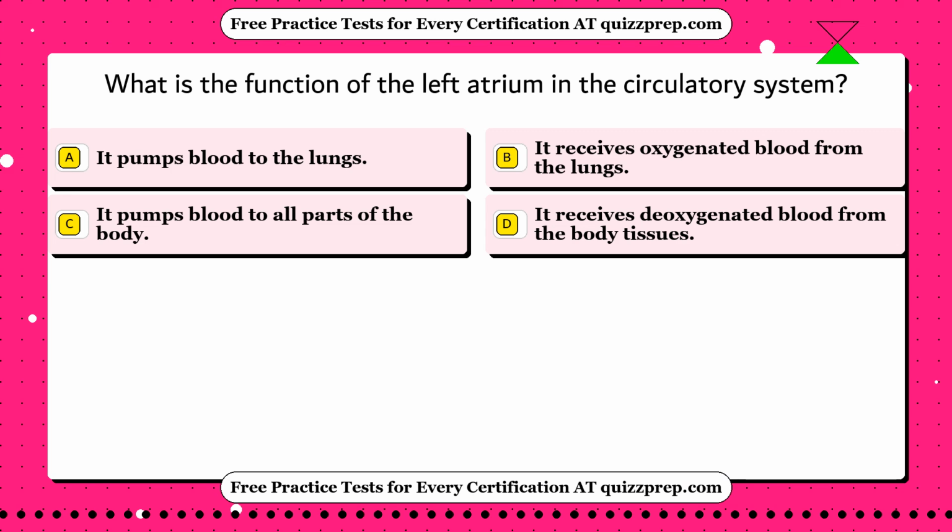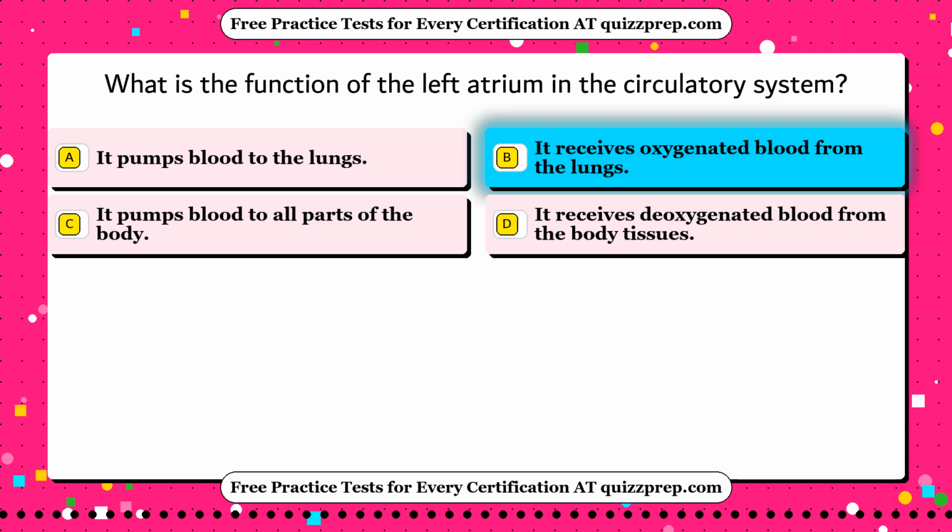Question 1. What is the function of the left atrium in the circulatory system? Option A. It pumps blood to the lungs. Option B. It receives oxygenated blood from the lungs. Option C. It pumps blood to all parts of the body. Option D. It receives deoxygenated blood from the body tissues.